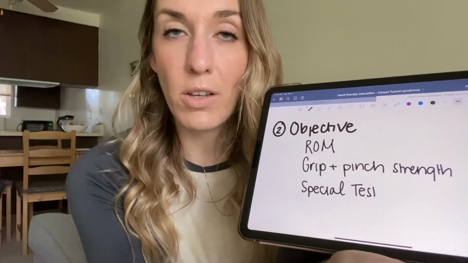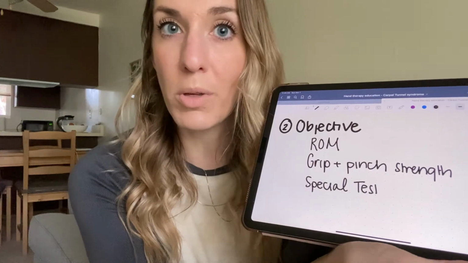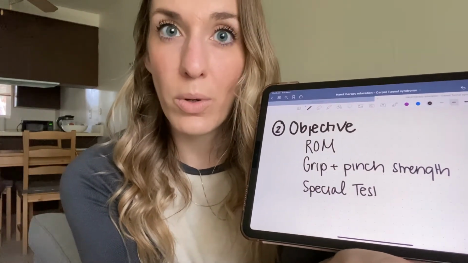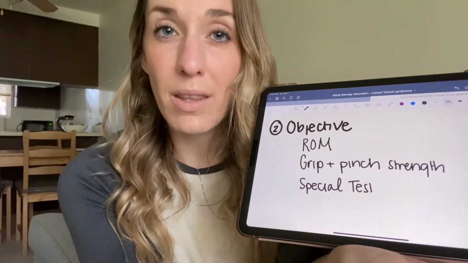From there, if you feel like you need to do some manual muscle testing, you can. Obviously, with carpal tunnel syndrome, you're going to be looking at the thenar muscles. Are they looking like they have some wasting going on? Look at the lumbrical muscles, see if they seem really weak in that position.